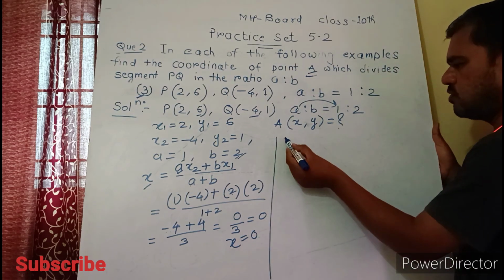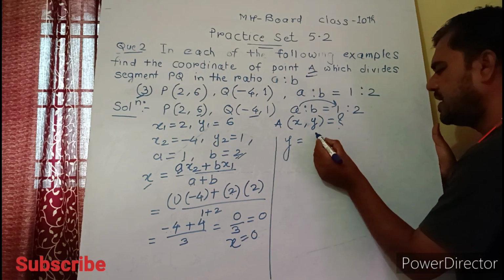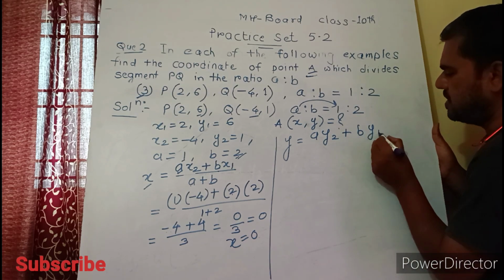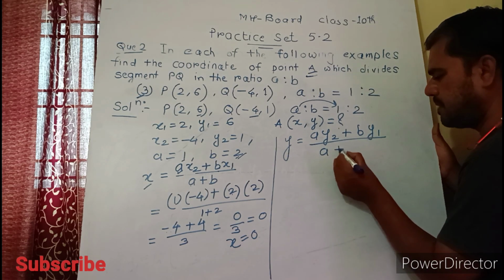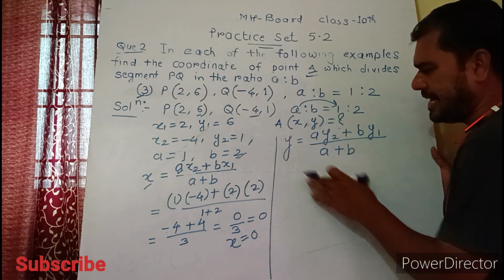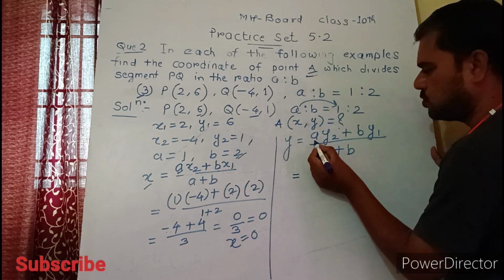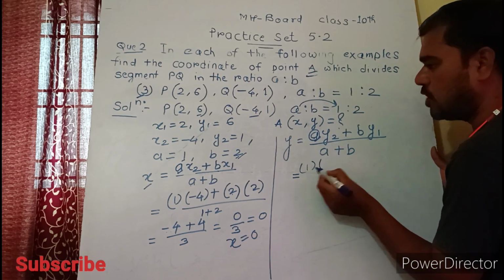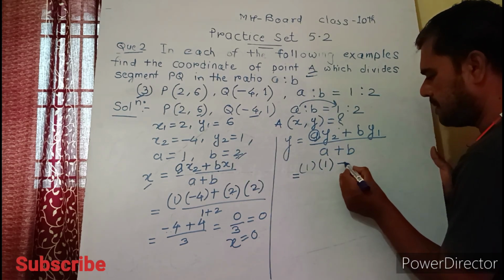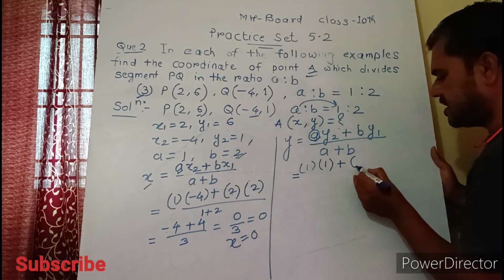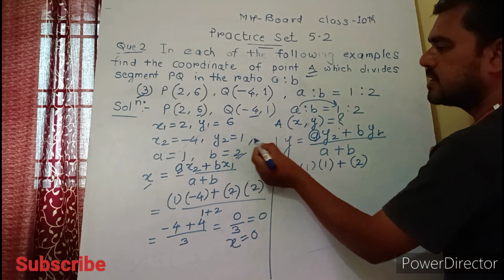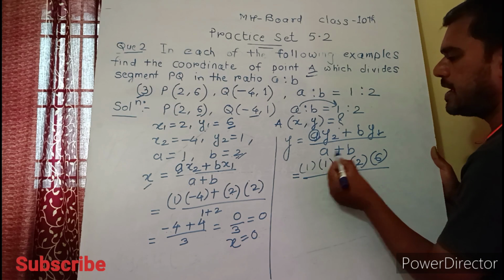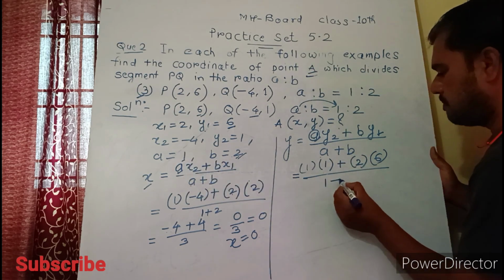Now we have to find the value of y, that will be equal to a y2 plus b y1 divided by a plus b. Now by putting respective values, the value of a is 1, the value of y2 is also 1, plus the value of b, that is 2, put y1. Here y1 is equal to 6. Put 6 here, divided by a plus b, that is 1 plus 2.